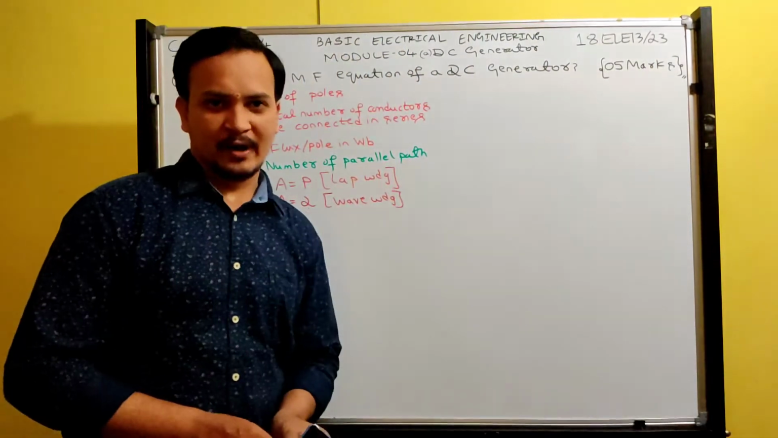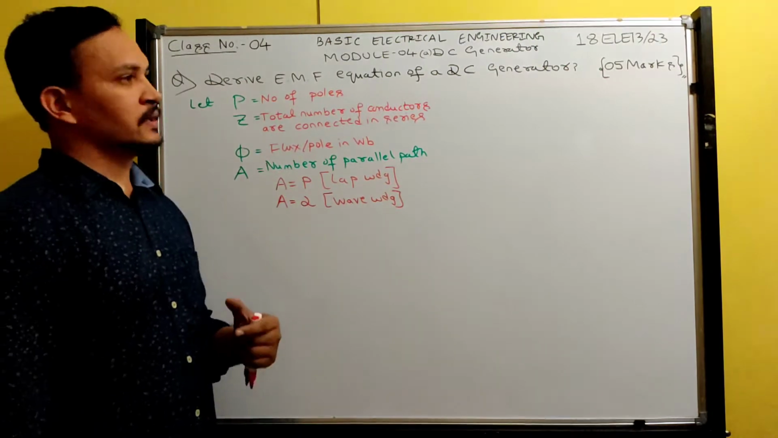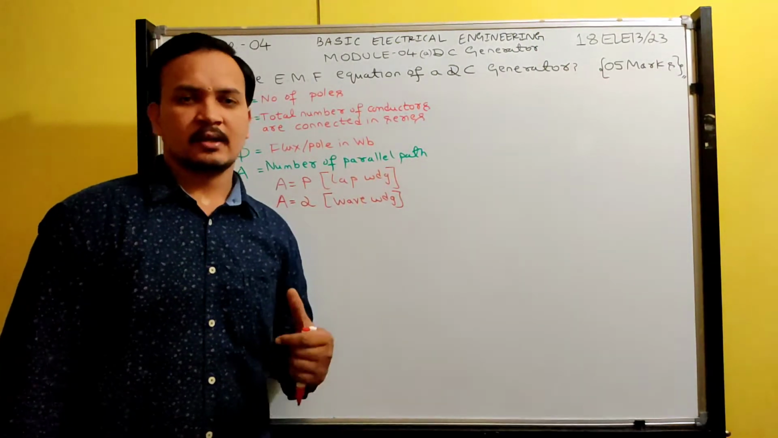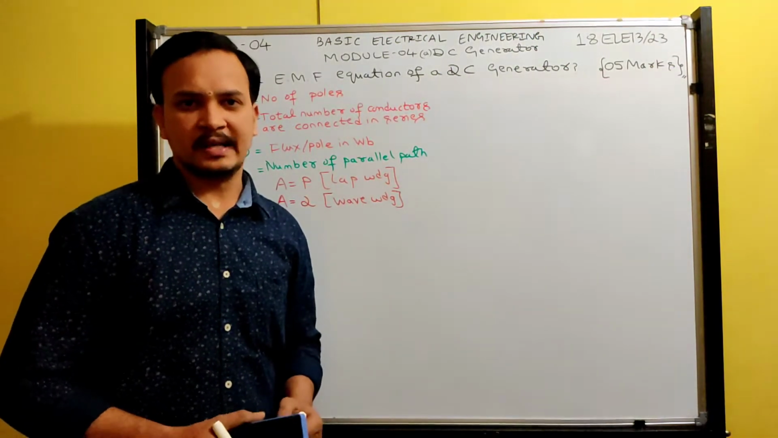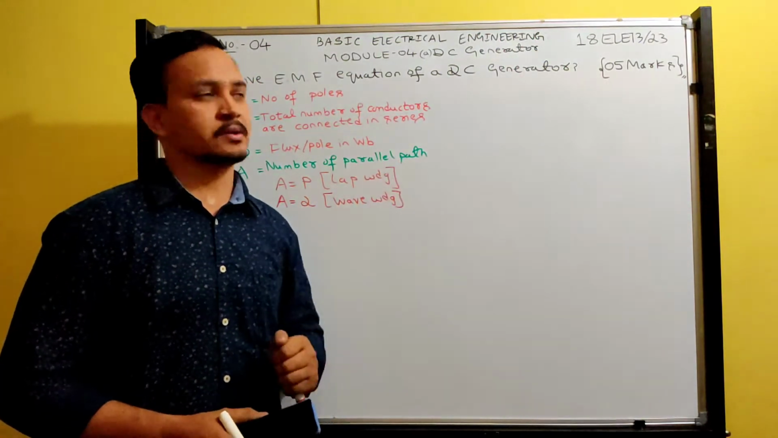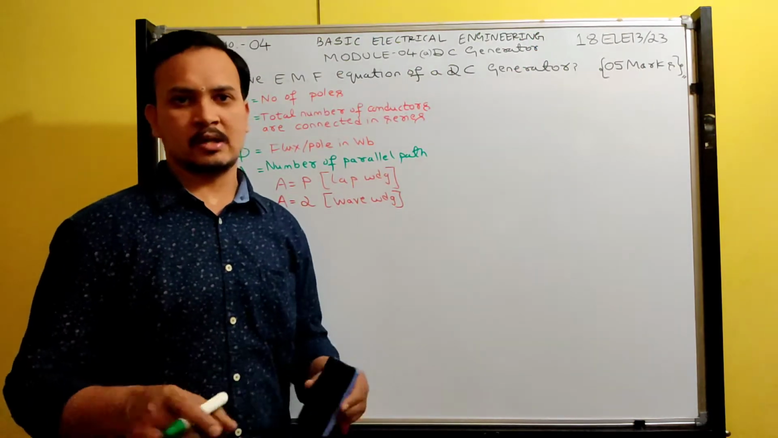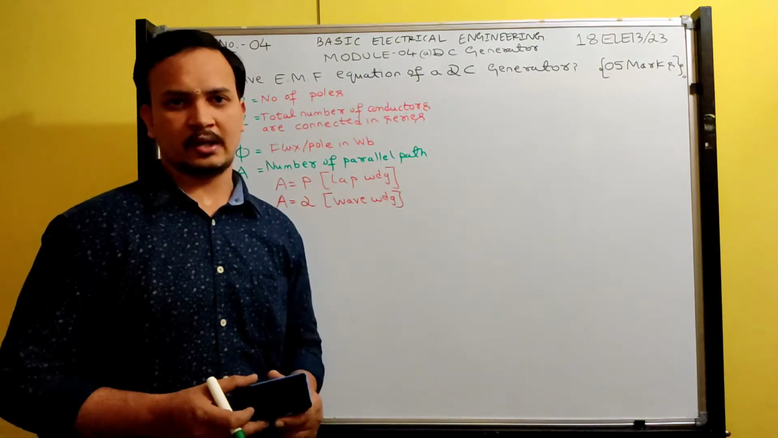So we are doing module 4 lectures. It is class number 4. In this lecture I am going to explain how to derive the EMF equation of a DC generator. It is a very important derivation in the DC generator topic. There is only one derivation in the syllabus for DC generator.